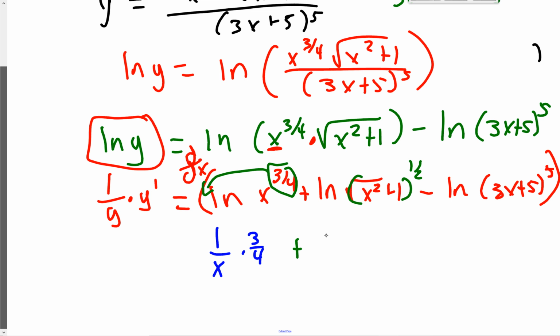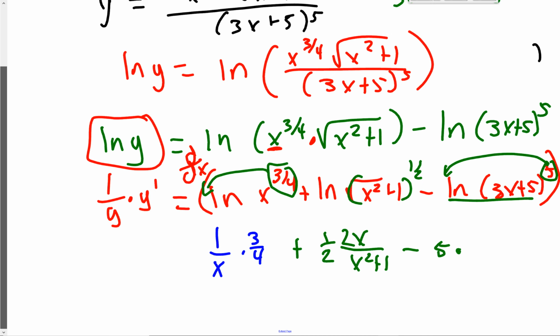I can bring that half out front. So that half is out front. Now I can just take the derivative of x squared plus 1, which is the derivative of the inside, which is just 2x over the inside. So I get that. Minus, here I can take that 5 and bring it out front, times the derivative of this. Remember, it's just what I'm taking the log of on bottom times the derivative of the inside, because it's just chain rule, which is just 3.